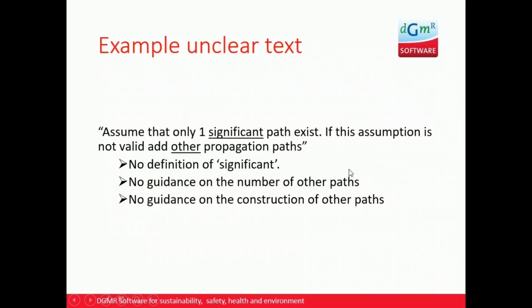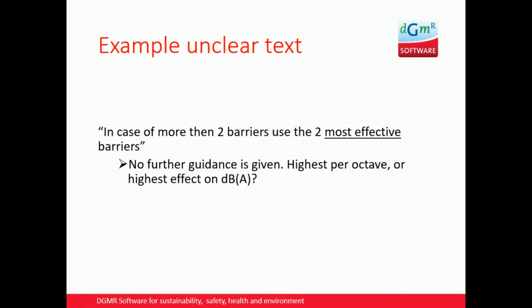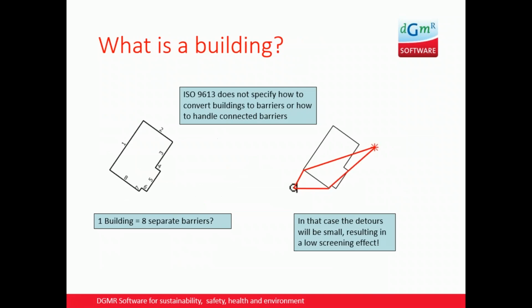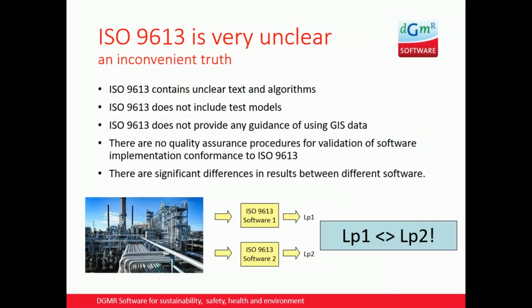Yeah, the ISO looks simple, but of course there are very unclear situations. Assume that only one significant path exists. Well, I won't go into this one, but what we have done in the ISO 17534, I will just go on.